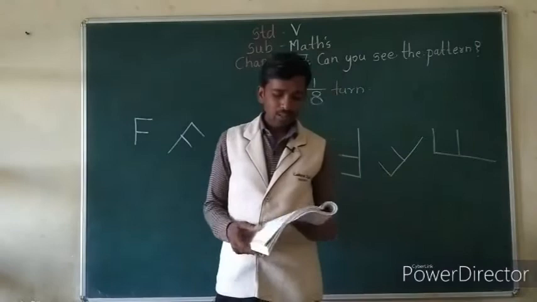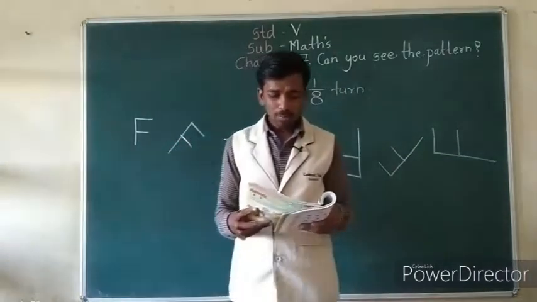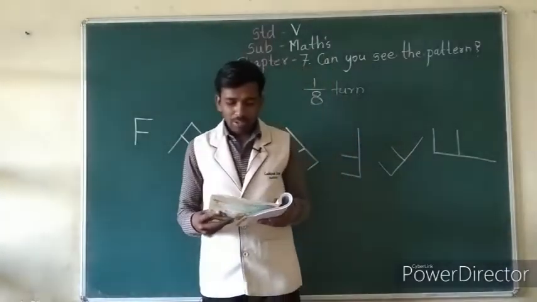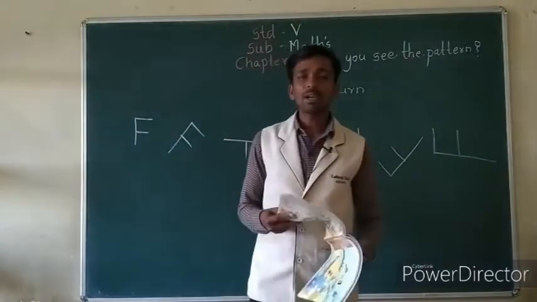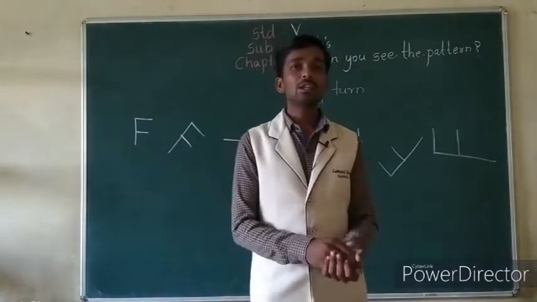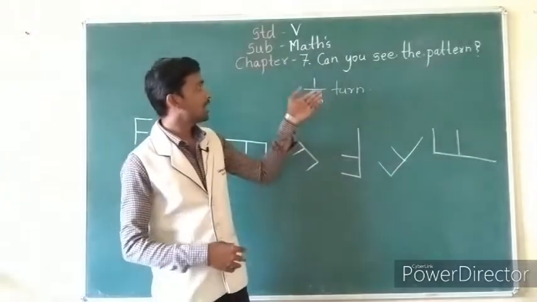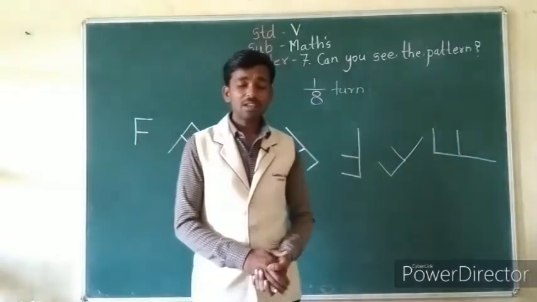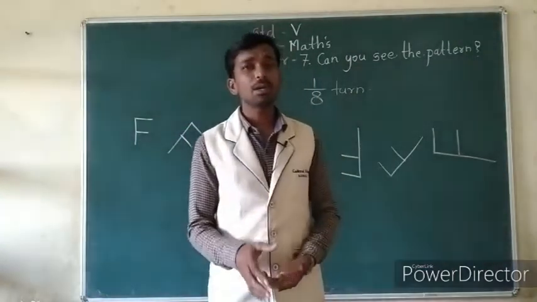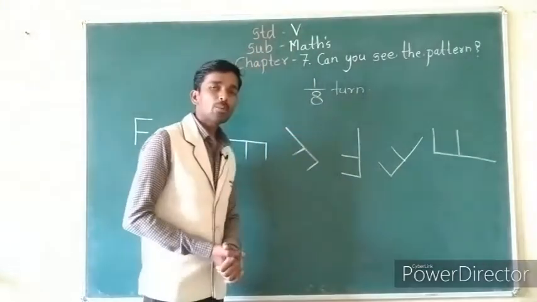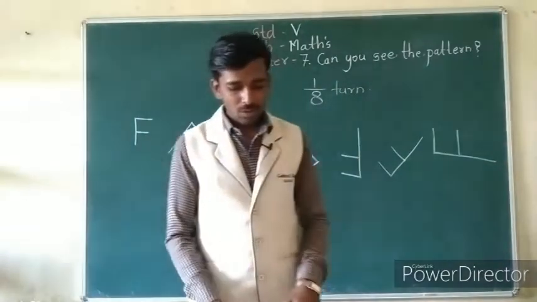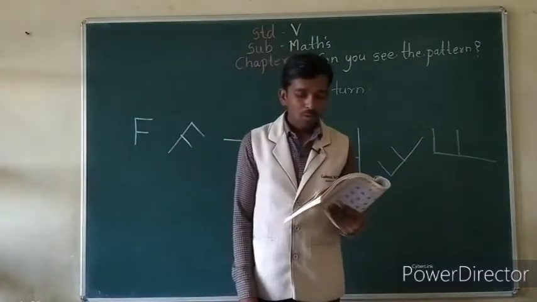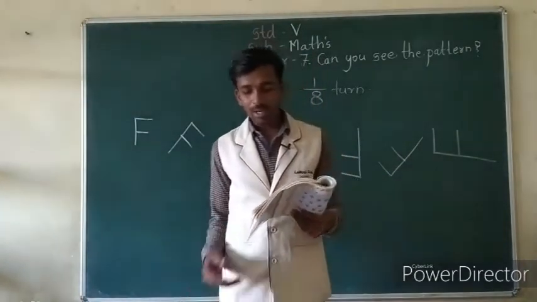See here, what they can give us? The rule of the pattern is turning by 45 degree each time. Also, here they can give us in degree, and we have to find in fraction. Both are same. This is a fraction, and here they can give us in degree. 45 degree means 1 upon 8 turn. So the rule of the pattern is turning by 45 degree each time.